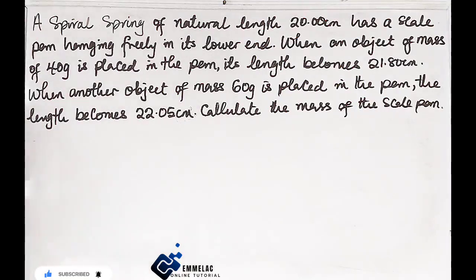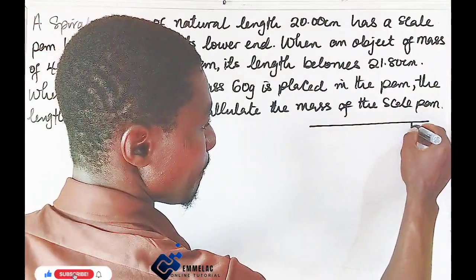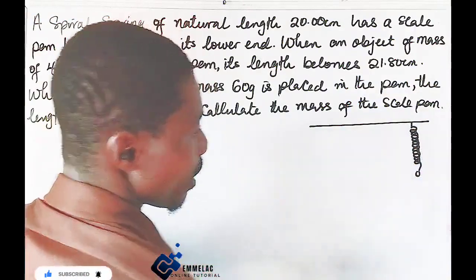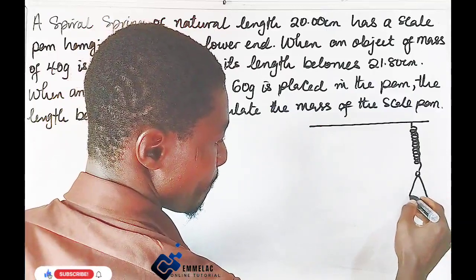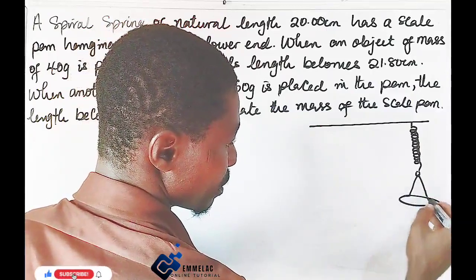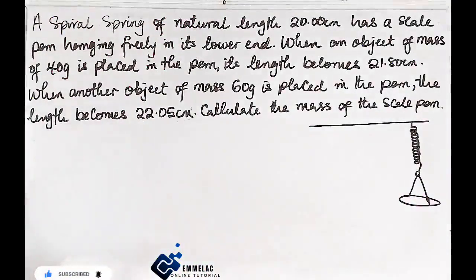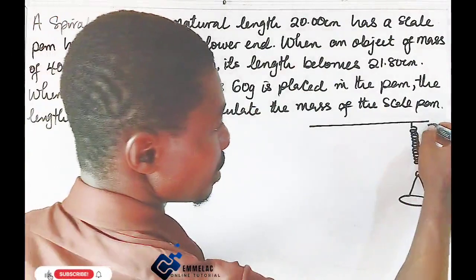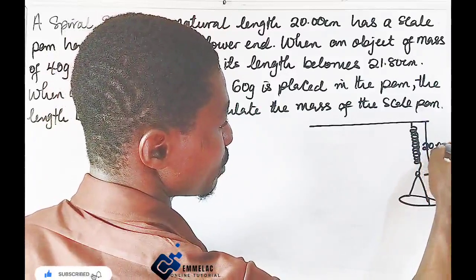Now let me give you a pictorial illustration of this. Let us assume that this is the spring, and a pan hangs on it. Let us assume this is the length, which is 20.0 centimeter.